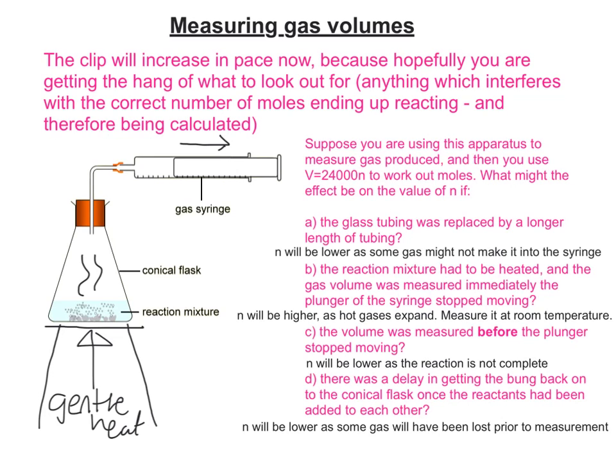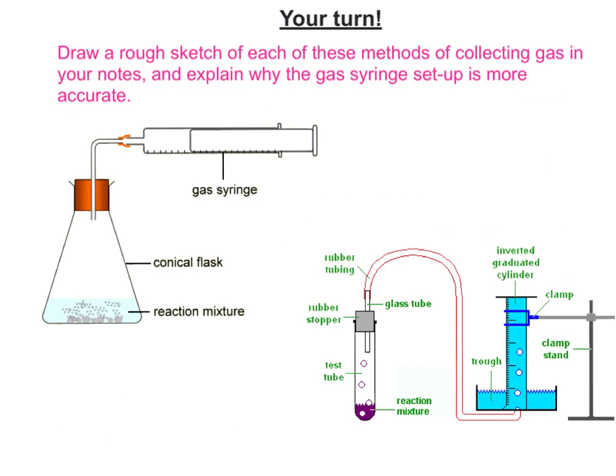So let's now move on to another technique that commonly comes up in questions about practical skills. So here's one for you to take a few minutes to try. Do a rough sketch of each of these in your notes and see if you can explain why the gas syringe setup on the left is more accurate than the test tube and inverted graduated measuring cylinder setup on the right. Pause the video now and we'll come up with some ideas after that.